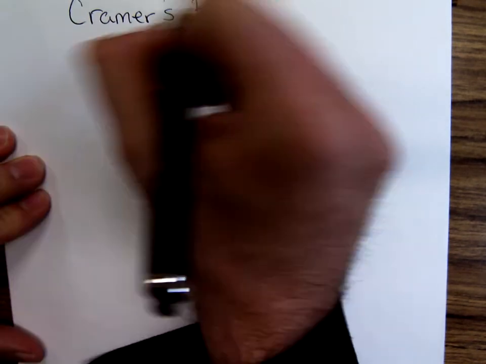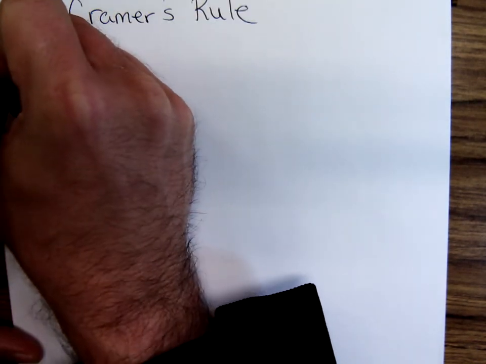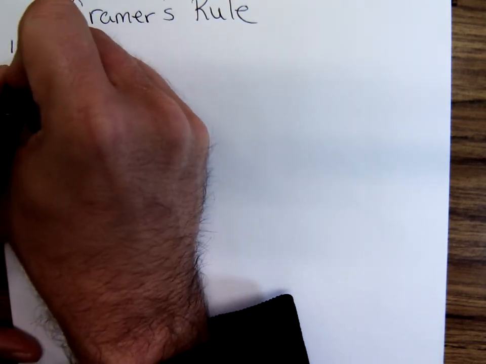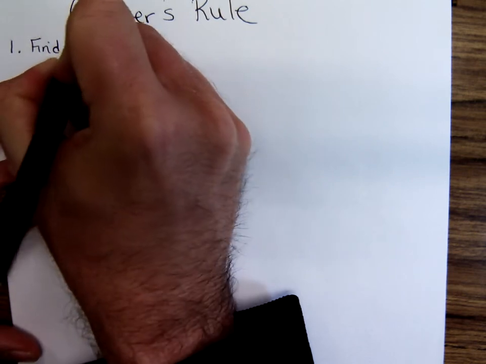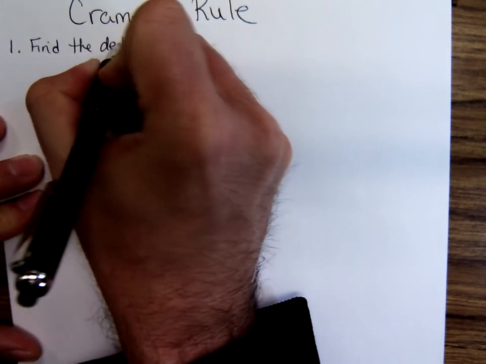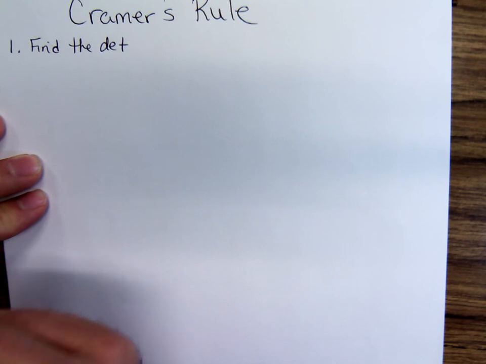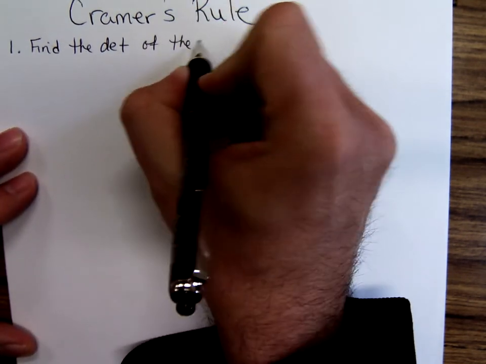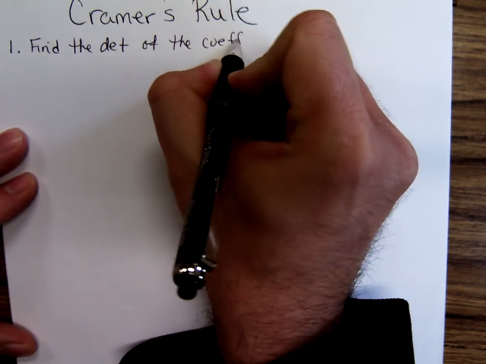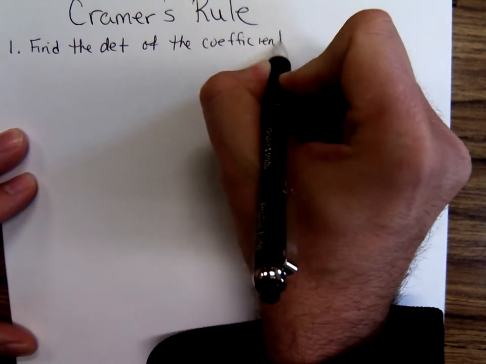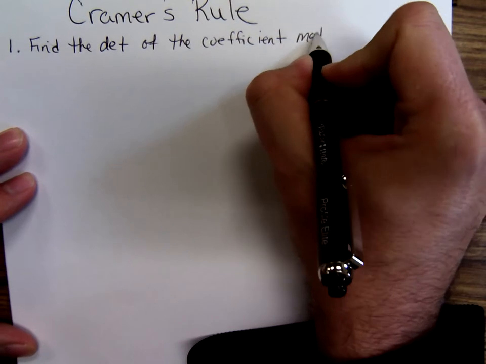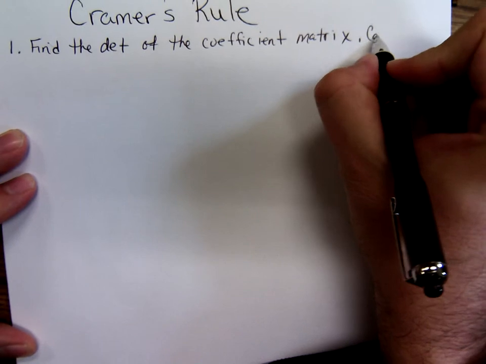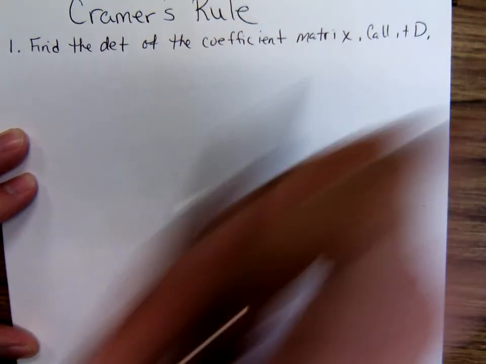So let's see. The first thing we'll do is find the determinant. I'm going to use DET to abbreviate determinant. Find the determinant of the coefficient matrix. Let's call it capital D.